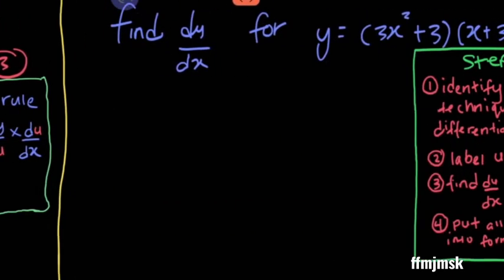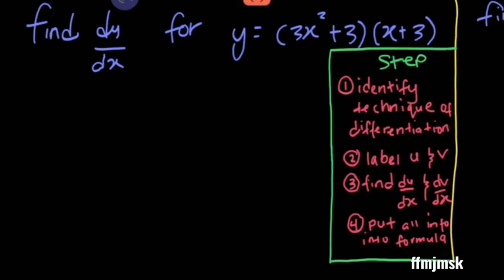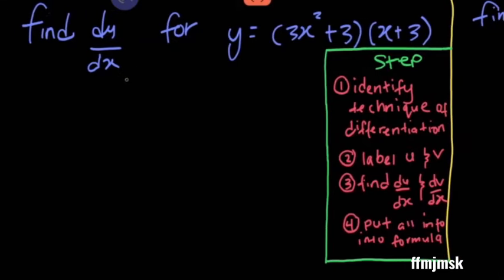So we start with this question. Find dy over dx for y equal to 3x power of 2 plus 3 multiplied with x plus 3. So in this question, you have to follow this step to solve this question. The first step is please identify techniques of differentiation.